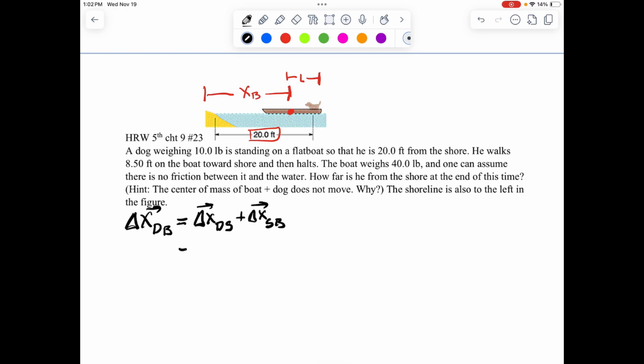So what else can we say here? Then this change of position of the dog to the shore, that's the position of the dog at the end, I'm going to call that 2, minus the position of the dog at the beginning, 1. And that 1 I know is 20. Then I'm going to actually subtract here, right, because this would be the change in position of the boat to the shore. So the boat to the shore is the opposite of the shore to the boat. Now we know this over here, the dog to the boat, that's minus 8.5 because I'm taking positive to be to the right.